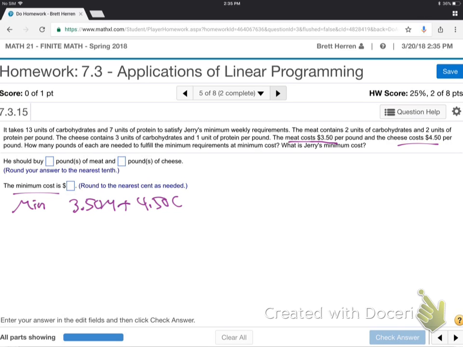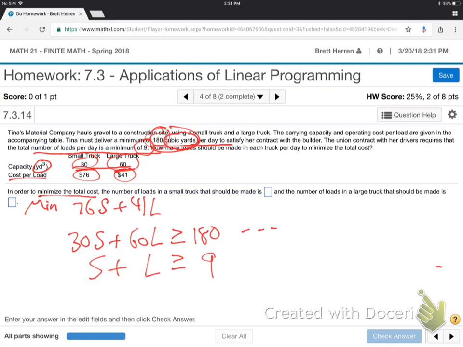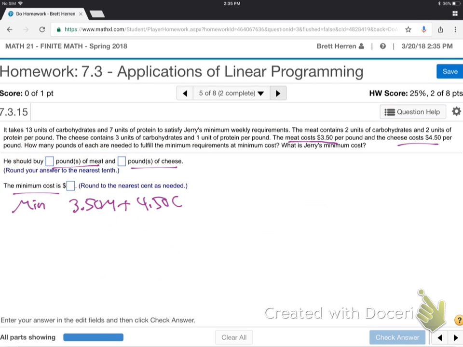And I knew those were my variables, because that's what they're asking me for in the end. Pounds of meat, pounds of cheese. So meat and cheese are going to be my variables. What they're asking for is what's going to be your variables. You tracking with me? Like the last problem, they were asking us for the number of loads in the large truck and the number of loads in the small truck, so large and small were going to be my two variables. This one, it's meat and cheese.